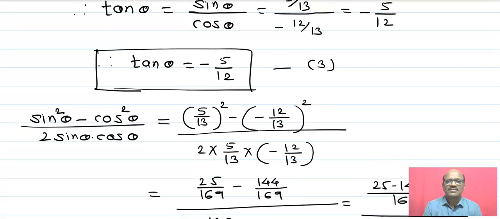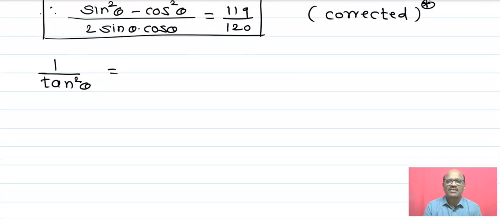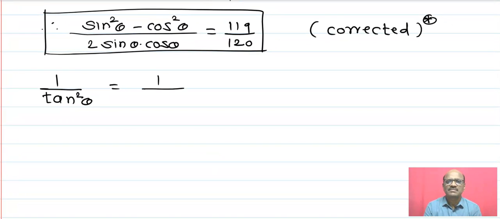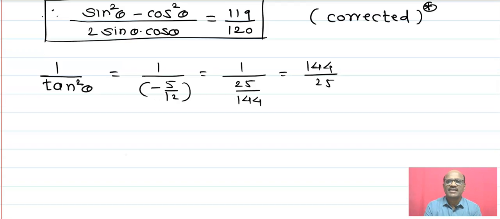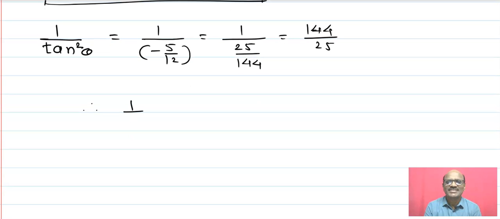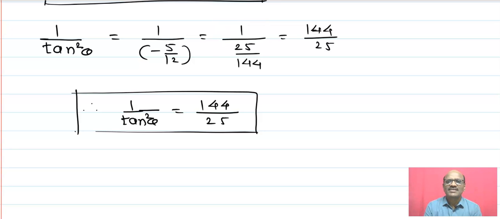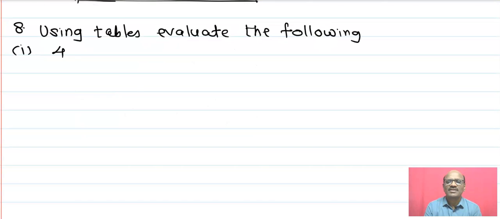Now, next is 1 upon tan square theta, that is 1 upon (minus 5 upon 12) square. I forgot to write the bracket square. So 1 upon tan square theta is 144 upon 25. Now, using the tables, evaluate the following.